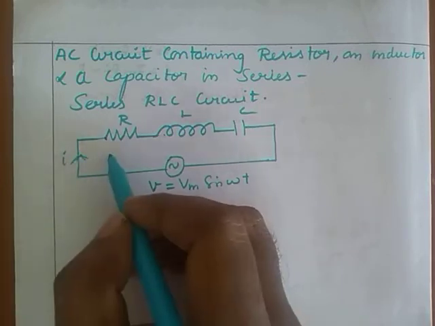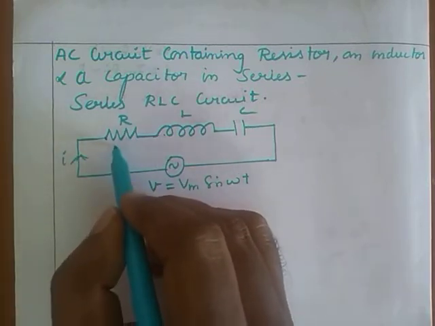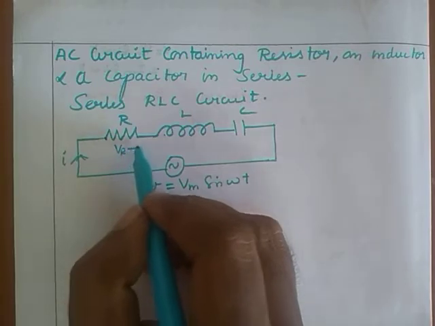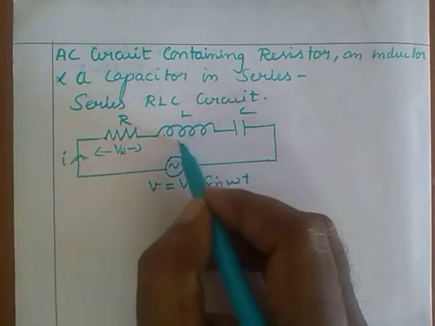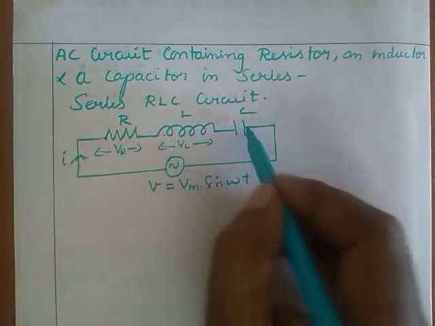Due to the flow of current, there will be a potential drop across R, that is named as VR. Then the potential drop across L is VL. Then the potential drop across C is VC.